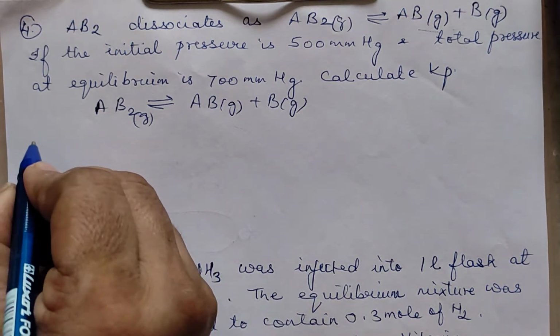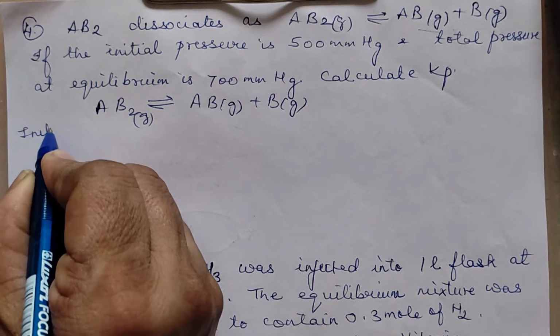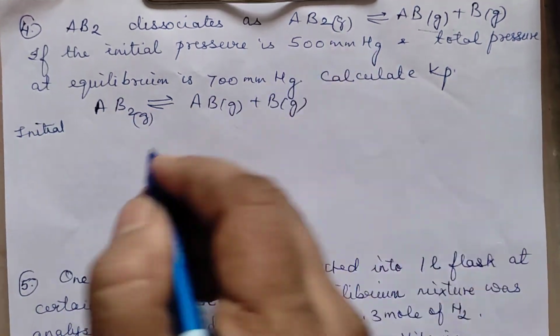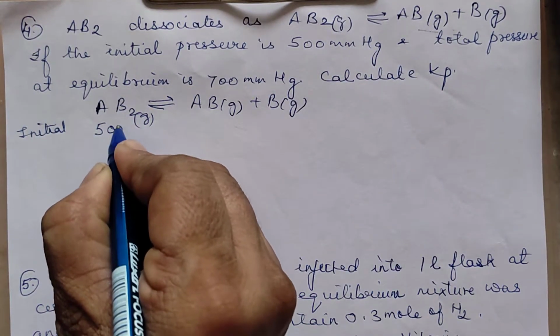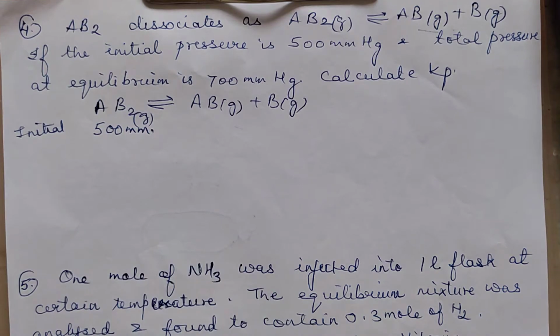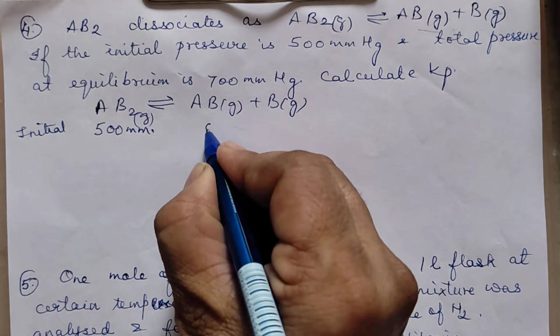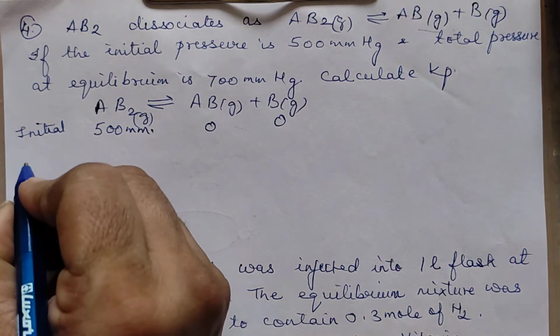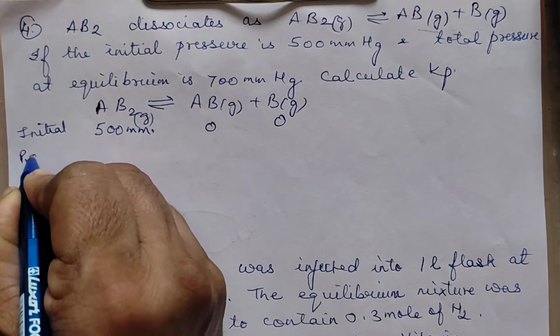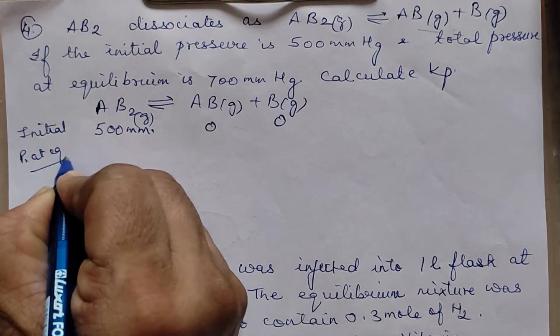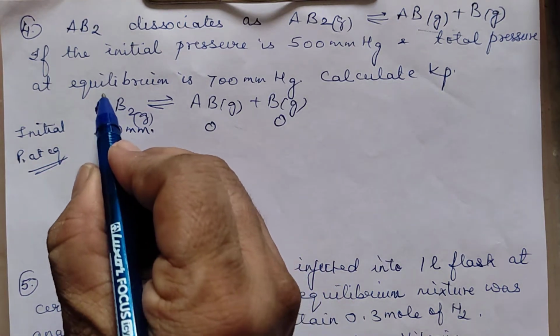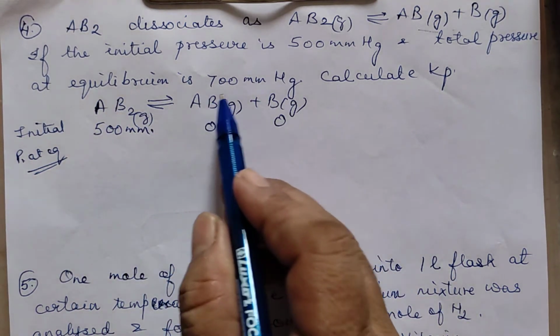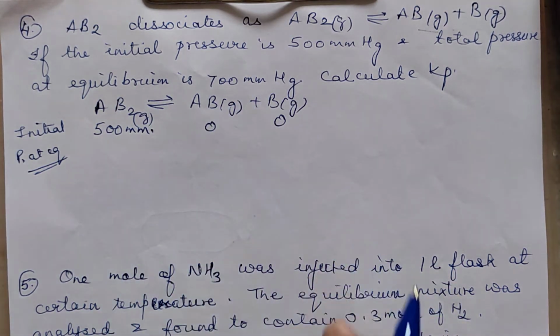So first we will write initial. What is the initial pressure given here? 500. So we will write down this as 500 millimeter. And the products, when the reaction has not started, obviously the products will be 0. Now, the pressure at equilibrium, how much will be the pressure at equilibrium, that we have to see. Though the total pressure they have given is this much, how much they have reacted, that we have to see.